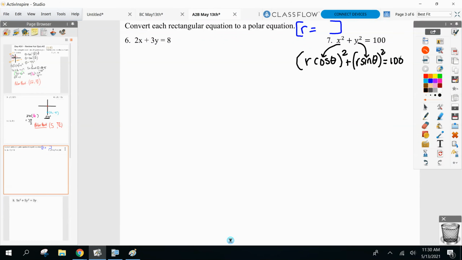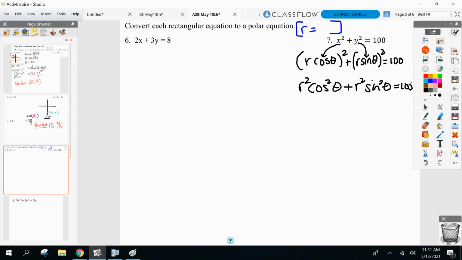All right, now we got to do the algebra part. We did the substitution, now we got to do all the algebra to get R by itself. When I square the whole parenthesis, everything inside gets squared. R squared and cosine gets squared. Next parenthesis, same thing. R gets squared, sine gets squared. 100 just chilling out there on its own. There's the 100.